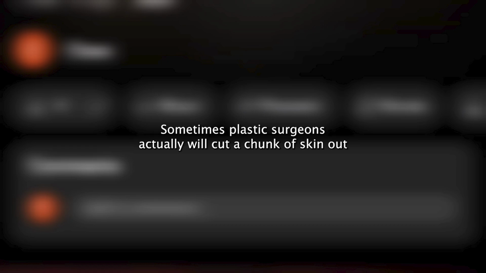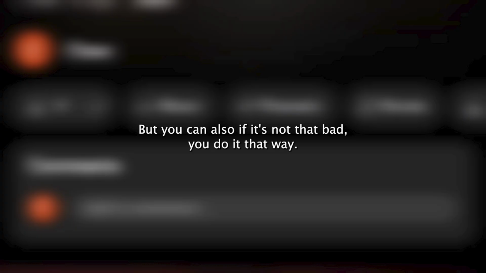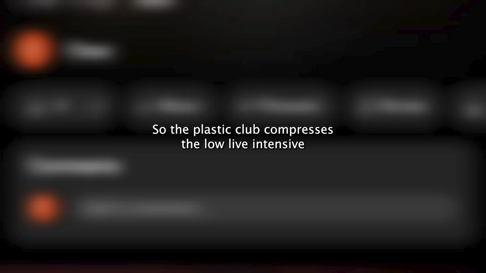And when people get too much skin here, as people age, they actually tighten the platysma. That's one of the ways they can get rid of it. Depends how much. Sometimes plastic surgeons will cut a chunk of skin out and then tighten it. But if it's not that bad, you do it that way. So the platysma depresses the lower lip and tenses the skin on the neck.